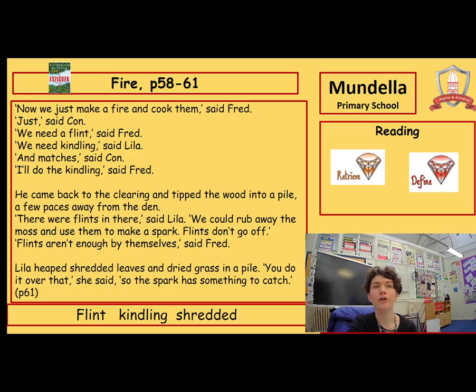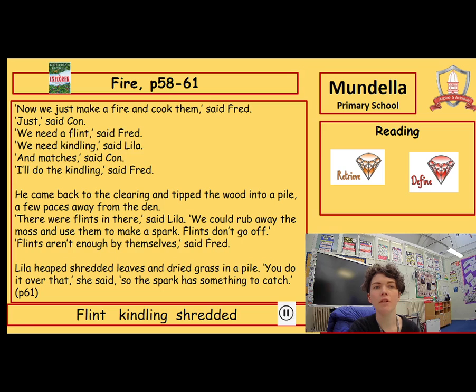Now we just make a fire and cook them, said Fred. Just, said Con. We need a flint, said Fred. We need kindling, said Lila. And matches, said Con. I'll do the kindling, said Fred. He came back to the clearing and tipped the wood into a pile a few paces away from the den. There were flints in there, said Lila. We could rub away the moss and use them to make a spark. Flints aren't enough by themselves, said Fred. Lila heaped shredded leaves and dried grass in a pile. You do it over that, she said, so the spark has something to catch.